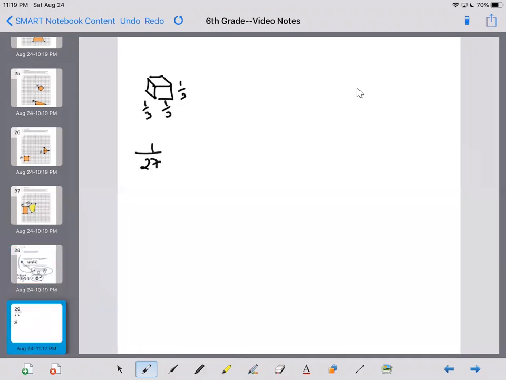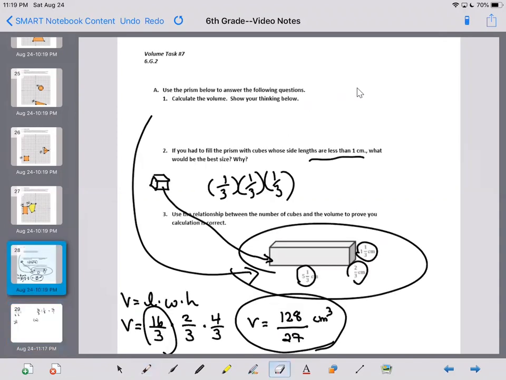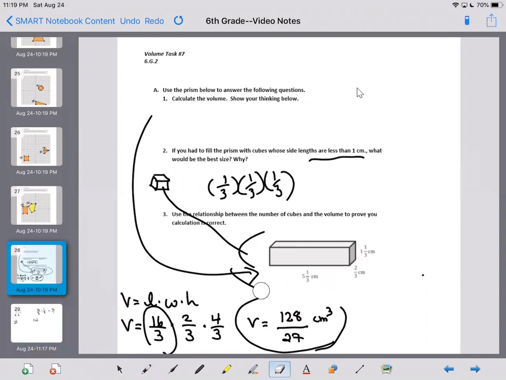Well, how many 1/3 cubes could we fit into that length of 16/3? So with this division of fractions, 16/3 divided by 1/3, well, 3 divided by 3 is 1, and 16 divided by 1 is 16. That length, there would be 16 cubes to fit along that side. So what we would see here is 16 cubes that are 1/3 in length to fit along the side.